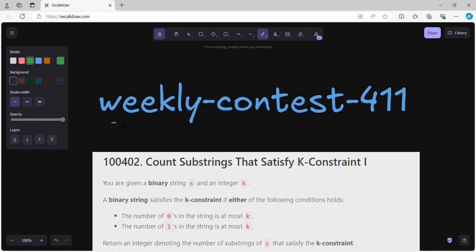Today I'm going to solve Weekly Contest 4 11 question number 1: Count Substrings That Satisfy K Constraint 1.